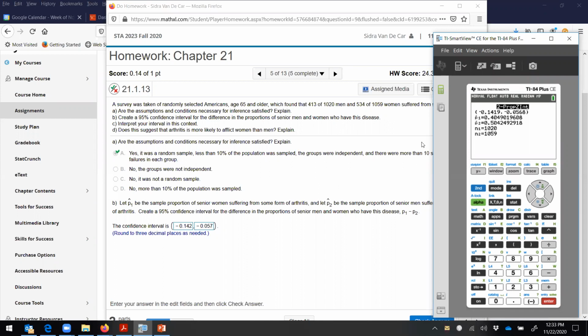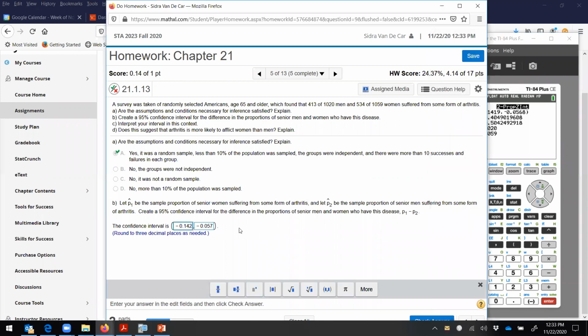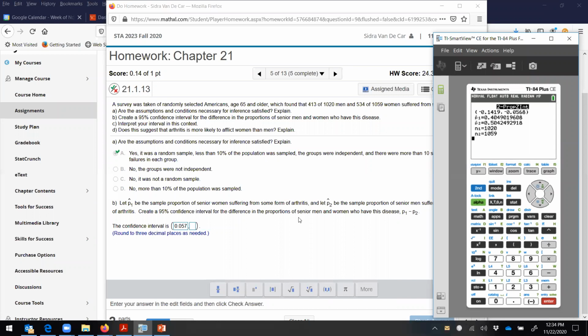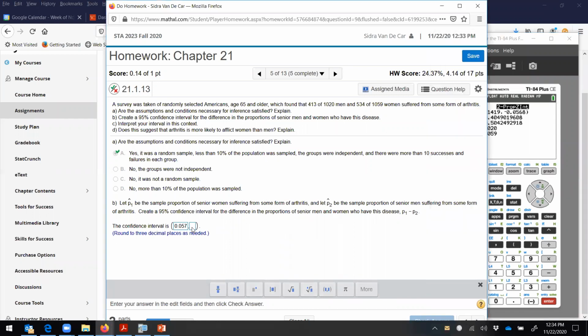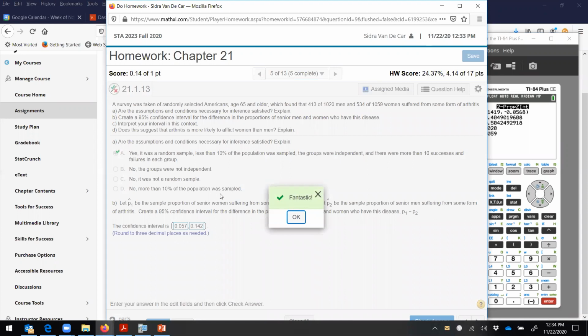P1 is women. All right, so they have this backwards. I put men in first, but they wanted the women in first. This is why we should pay attention and read the question. So we could redo the whole thing, but just make it positive and reverse the numbers, because we're just subtracting in the opposite order. 0.142. There we go. Just make sure that you read the question. I didn't see that the women were coming first.